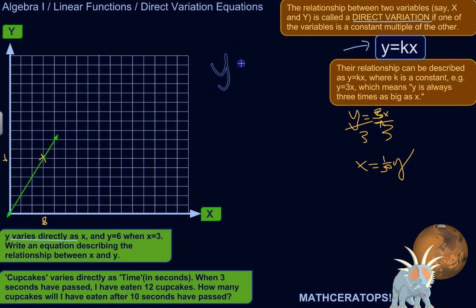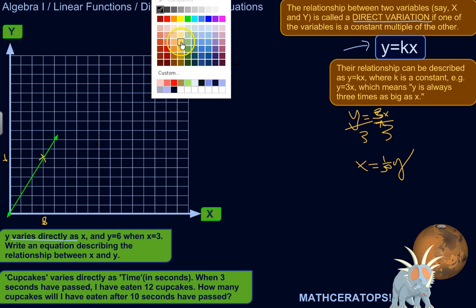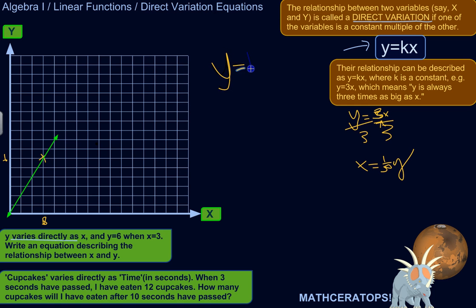Say I were to write this so that you could actually see it: y equals kx plus 0. What does that look like? y equals mx plus b, right? So this is your slope, and the y-intercept is 0 because it goes through the origin.